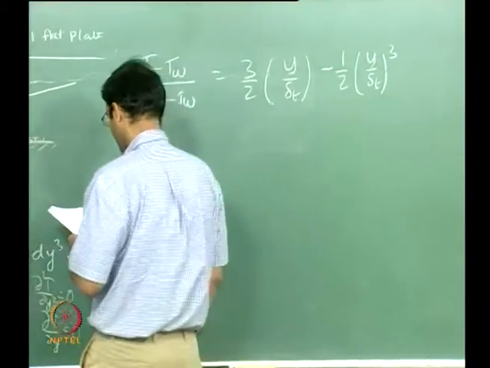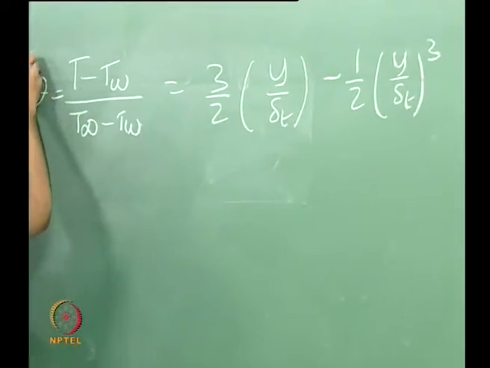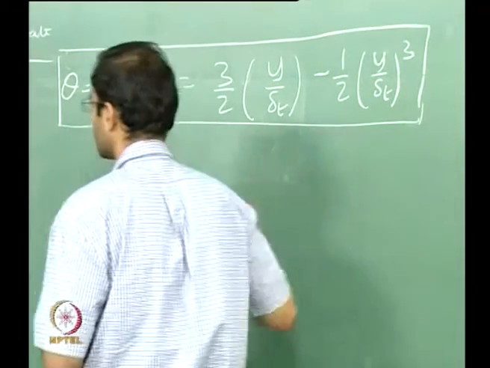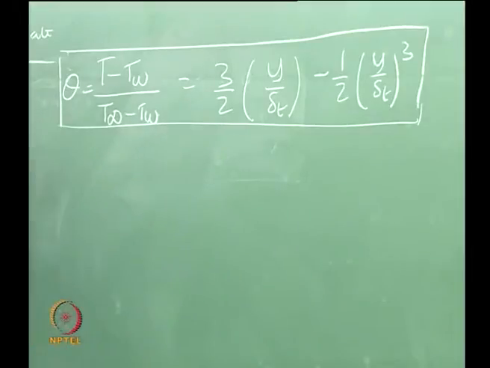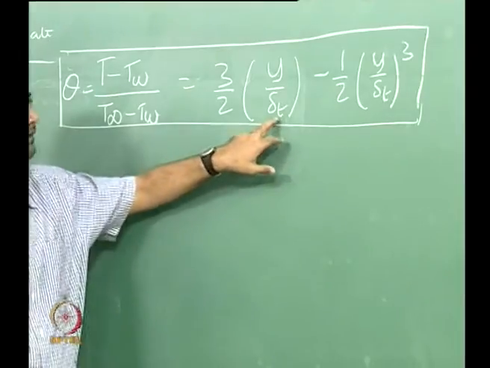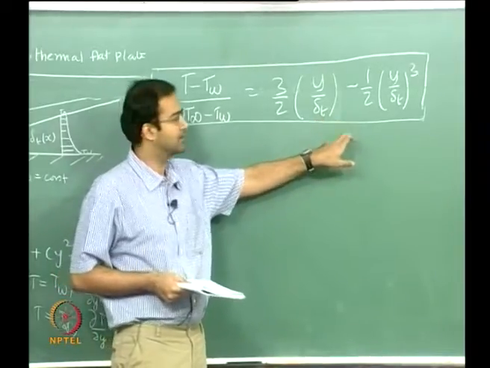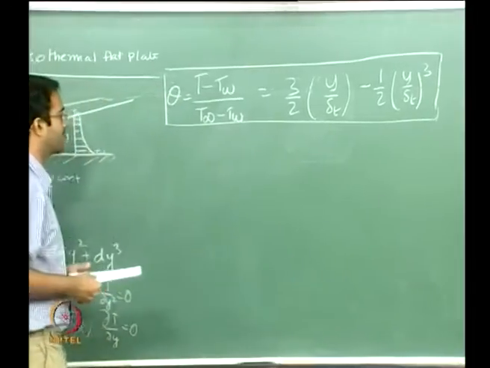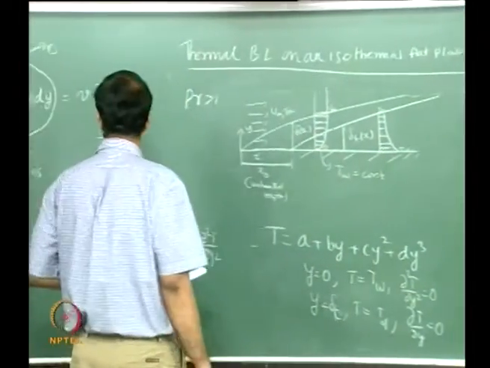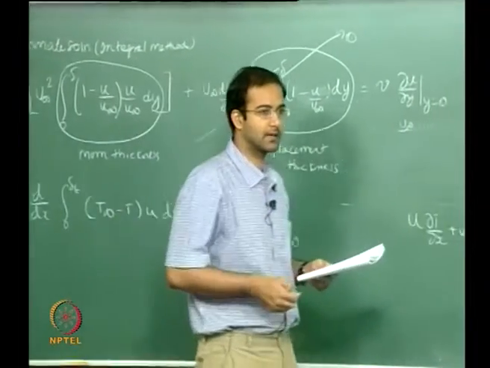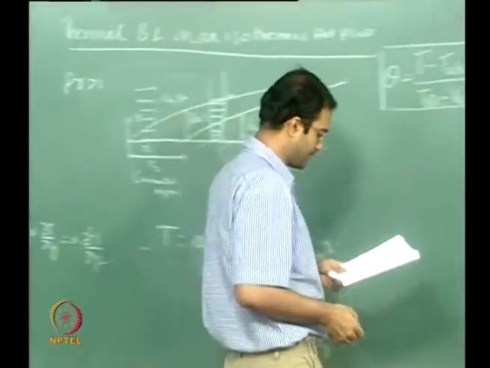Now we can define this as my non-dimensional temperature theta, which I also defined in the similarity solution. So this is the resulting non-dimensional temperature profile. Just like the non-dimensional velocity profile, exactly the same expression, only rather than the boundary layer thickness, here you have the thermal boundary layer thickness delta T. The same cubic approximation. The next step will be to substitute this into the energy integral and do the same procedure that we did for the momentum integral.